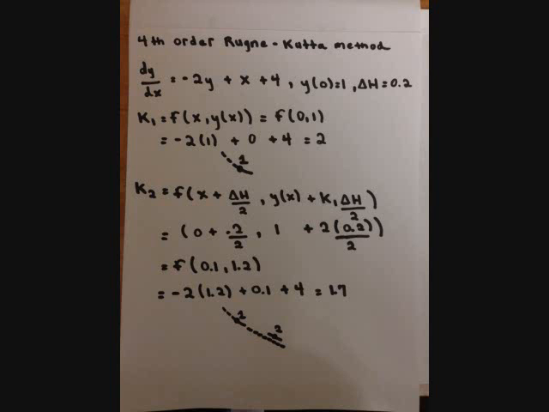Enjoy. This fourth-order Runge-Kutta approximation considers the ODE dy/dx equals negative 2y plus x plus 4, with the initial condition y of 0 equals 1, with a step size of 0.2. k1 can be found using the initial point 0, 1. Plugging in the values, k1 is 2. k2 is found at a point half of a step size, or 0.1, away on the x. You can see that this comes out to be 1.7.